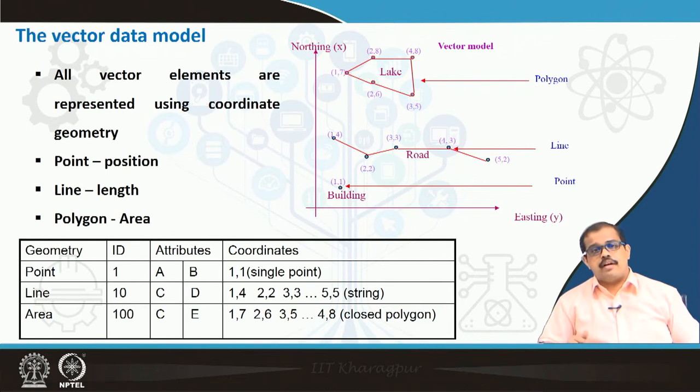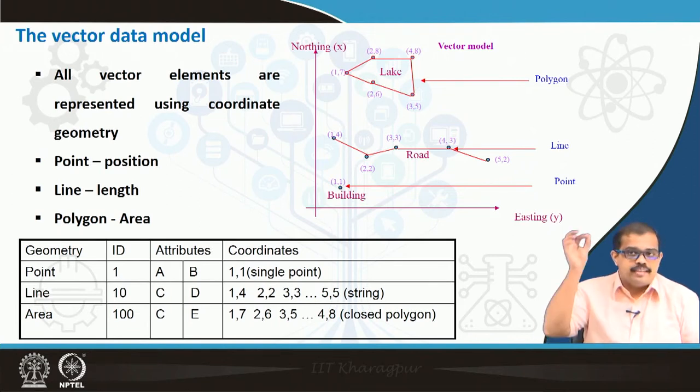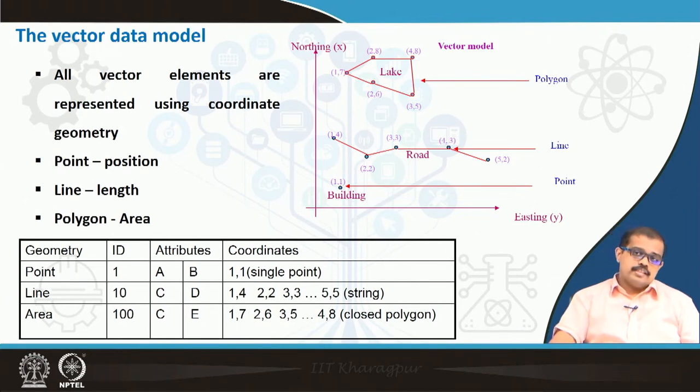So, when someone says find out the length, then you have to look at the number of line segments that are there. If you are computing the area, then look at the entire loop of a polygon. If you are looking at a point, then it is only a point. For example, if I have to give you the location of this particular building, then I will just say the centroid point of this building, which represents its geographic location. Okay. So, that is how it is represented in a vector data model.